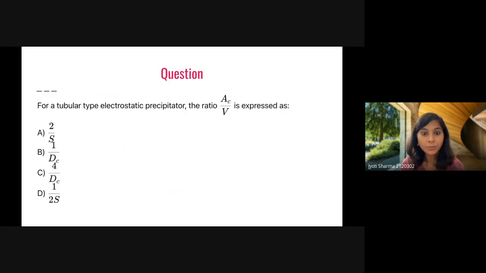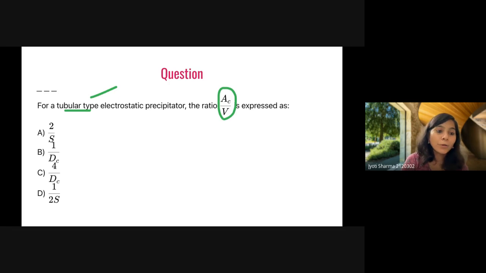I'm skipping this one. Okay, so again we are having some technical terms. In tubular, this tubular is the cylindrical type that we talked about. In that we have the area upon volume ratio. You have to tell me how we can express this ratio. So we have 2 upon S, 1 by DC, 4 by DC, and 1 by 2S.